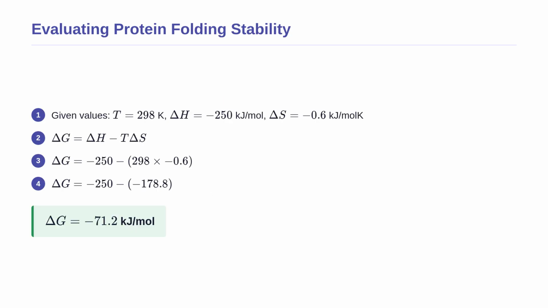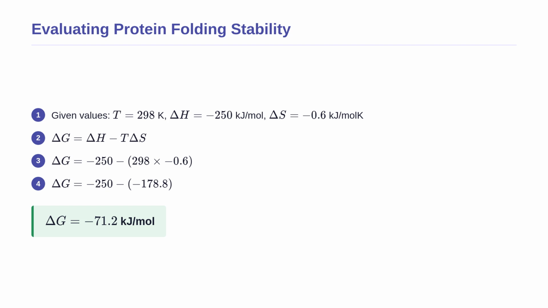Now that we have our formula, let us see this with a concrete example. A biochemist is studying an enzyme at room temperature, 298 Kelvin. The formation of bonds gives an enthalpy change of negative 250 kilojoules per mole. The entropy change is negative 0.6 kilojoules per mole Kelvin. We need to calculate the Gibbs free energy change to see if the folded protein is stable.